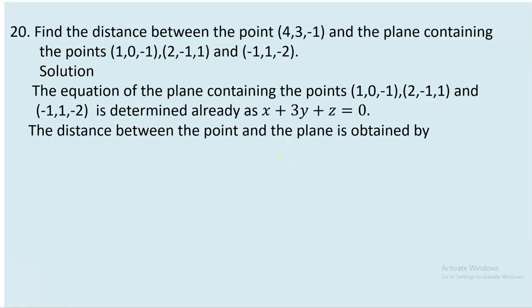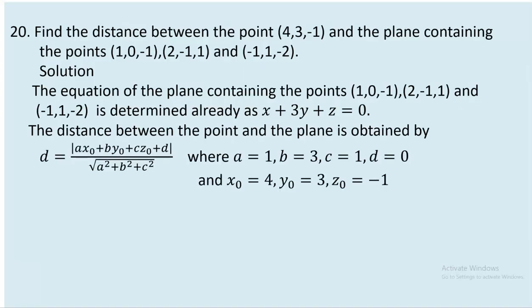This is obtained by using the formula. We have derived this formula in our classroom, so I'm going to apply that one. Let me clarify the formula. D stands for distance, so the distance between the point with coordinates (x0, y0, z0) and a plane with equation ax + by + cz + d = 0 can be obtained by using this formula: it is the absolute value of ax0 + by0 + cz0 + d, divided by the square root of the sum of the squares of what, students? The coefficients of x, y, and z.